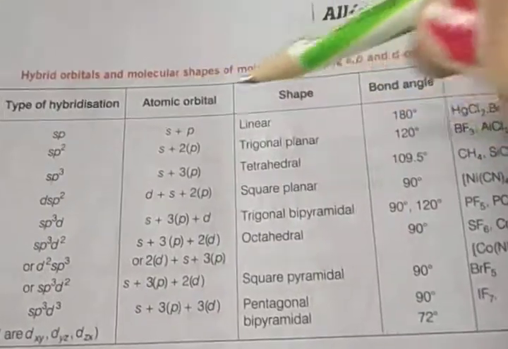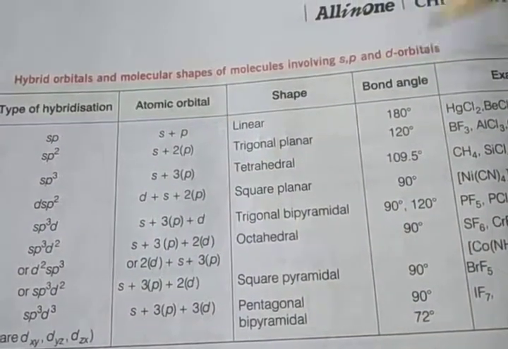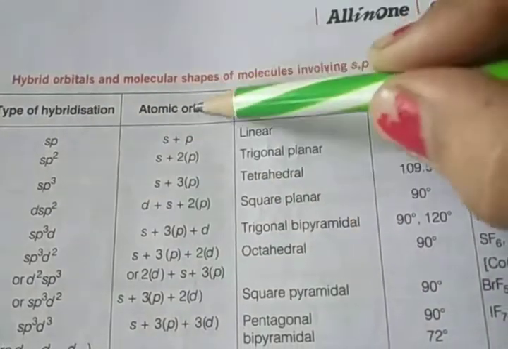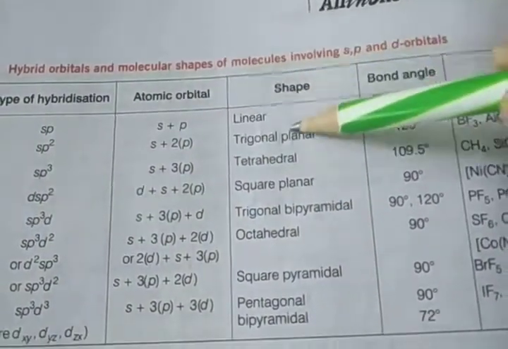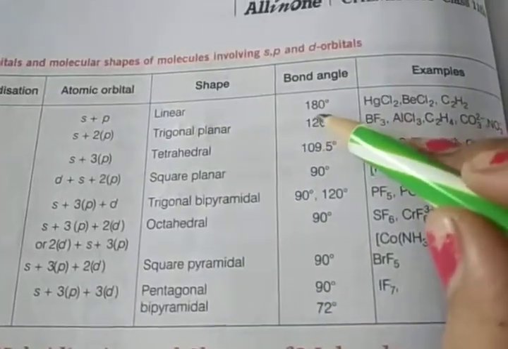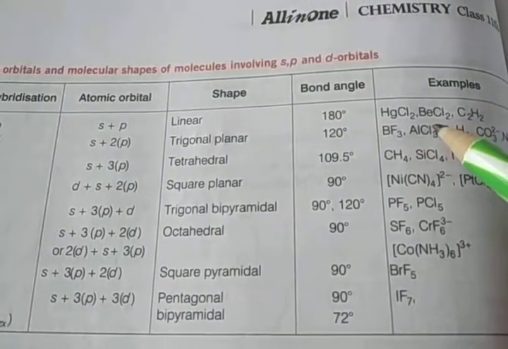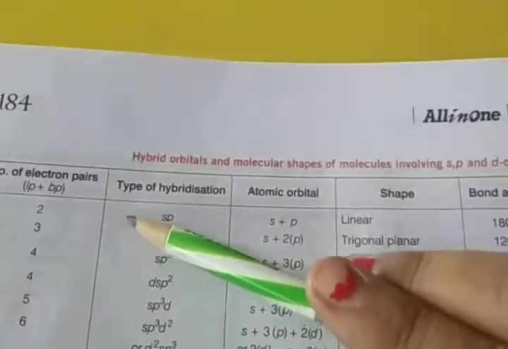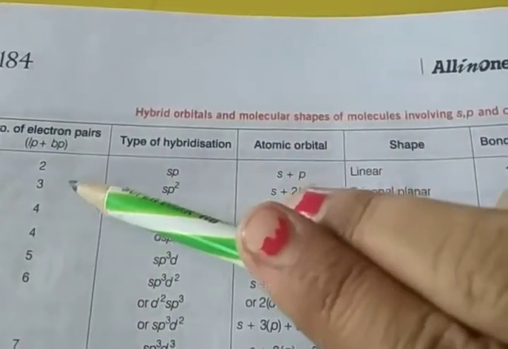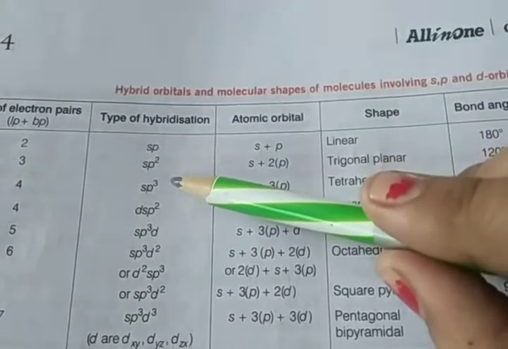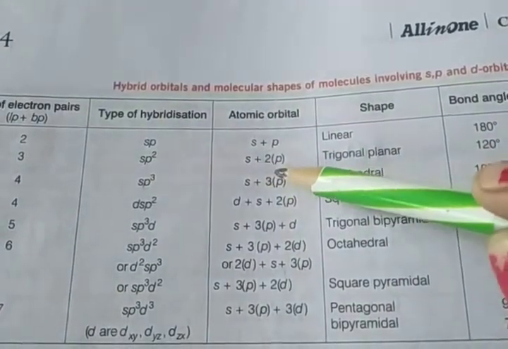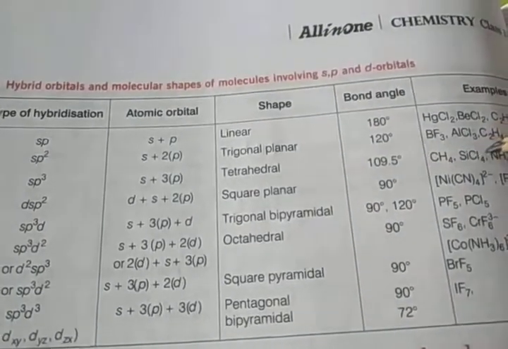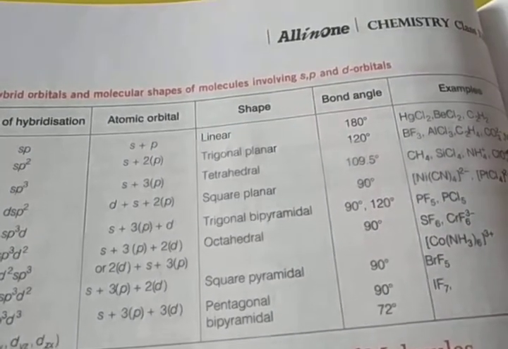Now, hybrid orbitals and molecular shapes involving s, p and d. First type of hybridization: sp. Atomic orbitals s plus p, shape linear, bond angle 180 degrees. Examples: HgCl2, BeCl2, C2H2. Second type: number of electron pairs 3, hybridization sp2, 1s and 2p. Trigonal planar, 120 degrees, structures like BF3, AlCl3, C2H4.